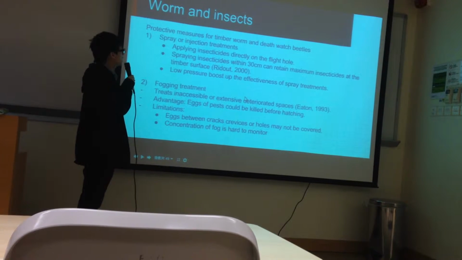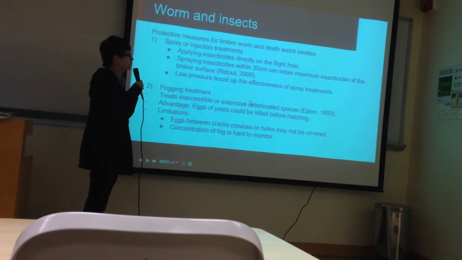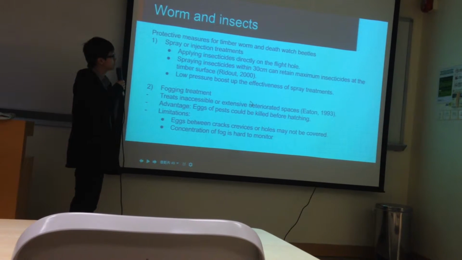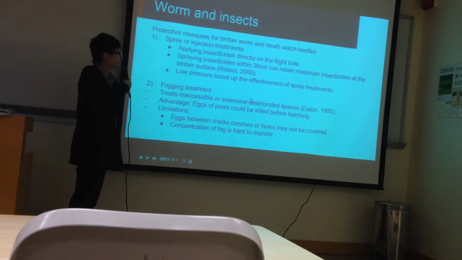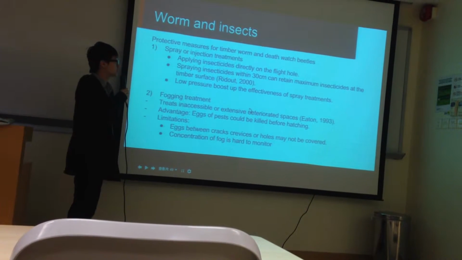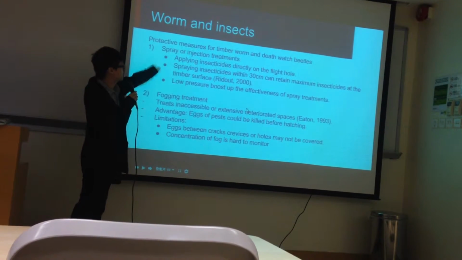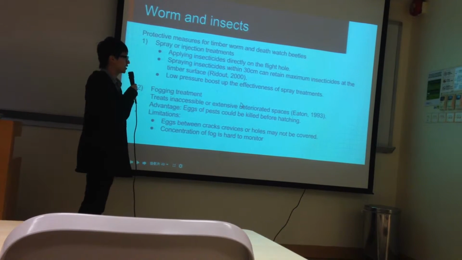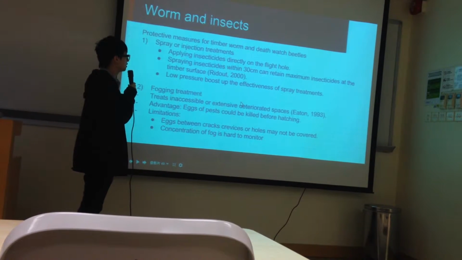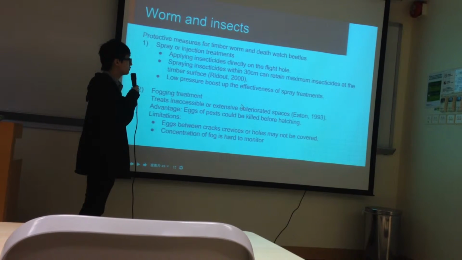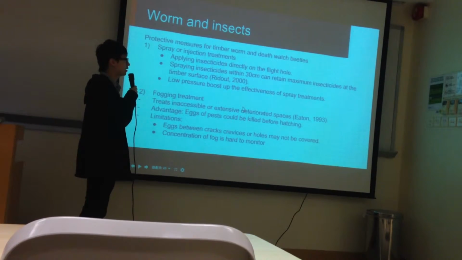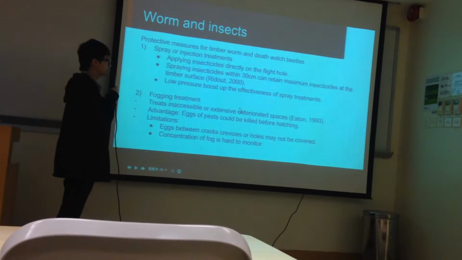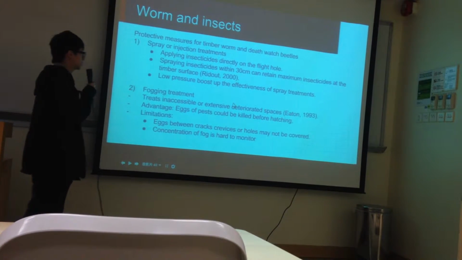Next, I will talk about the protective measures for timber worm and death watch beetles. The first one is spray and injection treatment. It means applying insecticides directly on the timber or some infected areas. Research found that there are some skills on spraying those insecticides, which is to spray insecticides within 30 centimeters so as to remain the maximum inside the timber surface, and also lower the pressure to boost up the effectiveness of spray treatments.